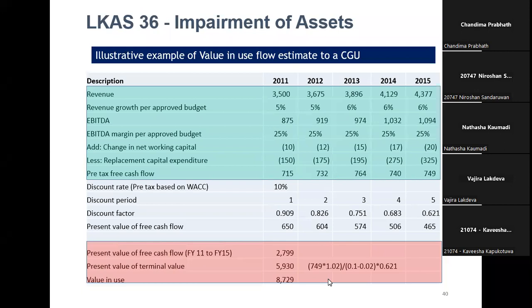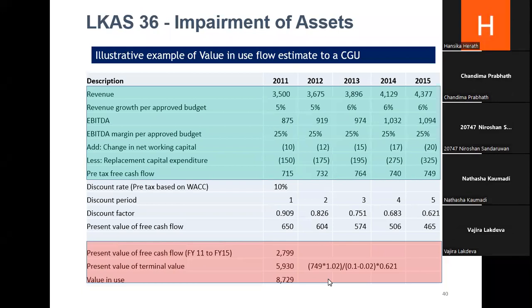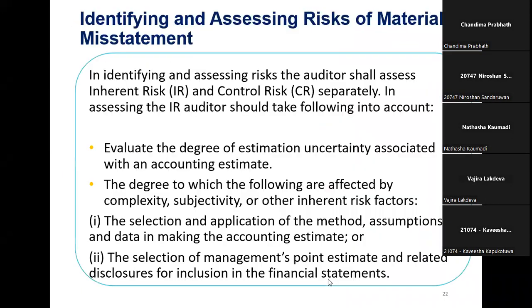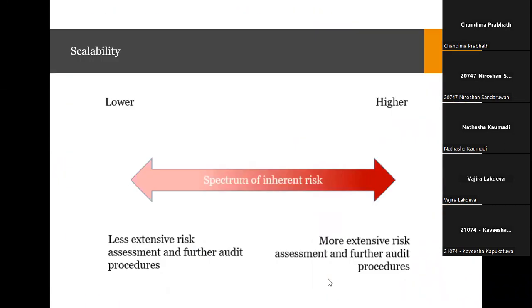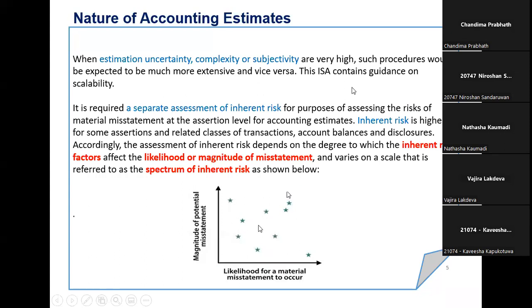If you take the spectrum of inherent risk, what are the two things we consider? Magnitude of the potential misstatement and likelihood of misstatement occurring for this sort of an accounting estimate. So if you go back to our spectrum of inherent risk, this will be somewhere here. But if you take the share-based payment, because the model is generally accepted, and the data and assumptions used can be observed with market data, there is very less.